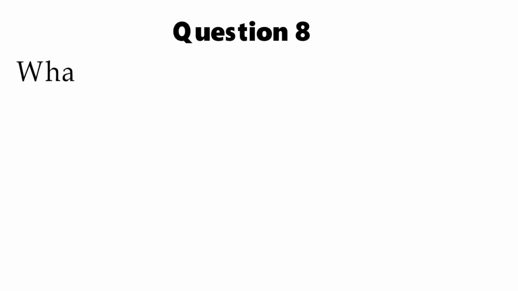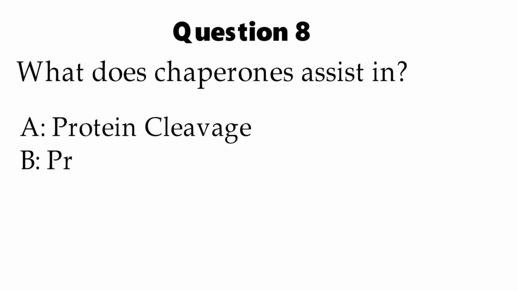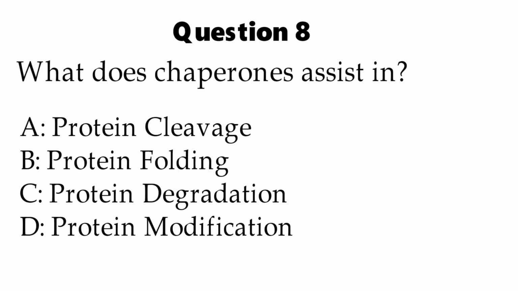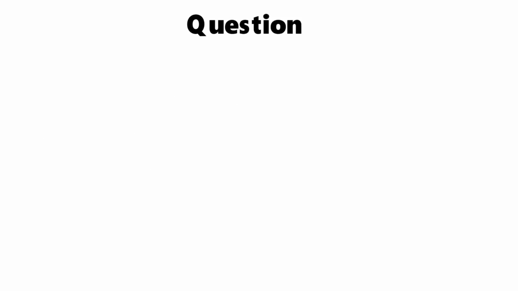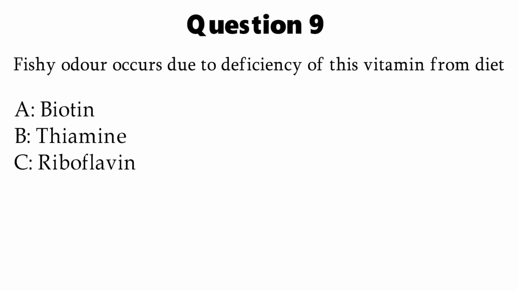Now the 8th question is, what does chaperones assist in? And options are A. protein cleavage, B. protein folding, C. protein degradation, and D. protein modification. Here the correct answer is B. Protein folding. Folding of protein in vivo is promoted by chaperones. Now the 9th question is, fishy odor occurs due to deficiency of this vitamin from diet. And options are A. biotin, B. thiamine, C. riboflavin, and D. vitamin A. Here the correct answer is riboflavin. Vitamin B2 or riboflavin deficiency can bring about a fishy odor in the body.